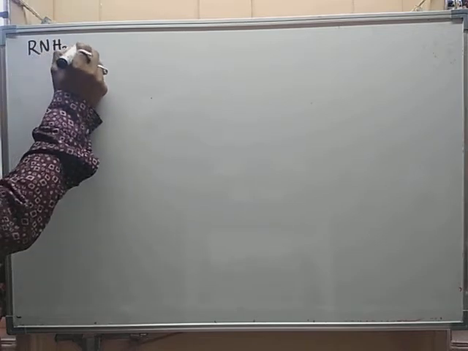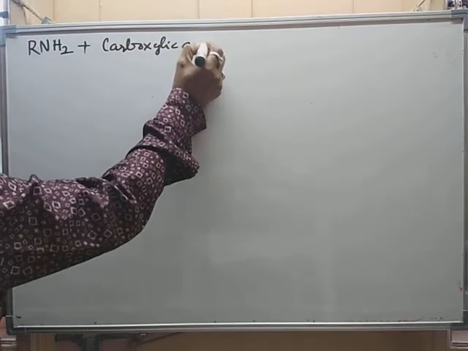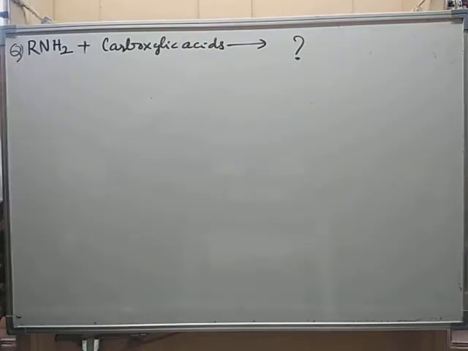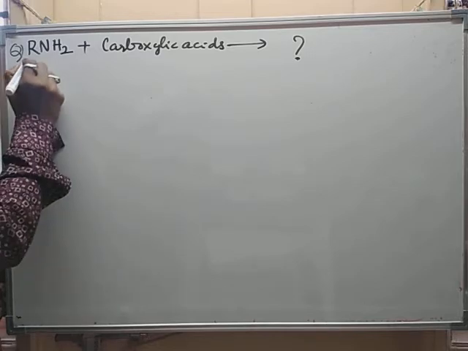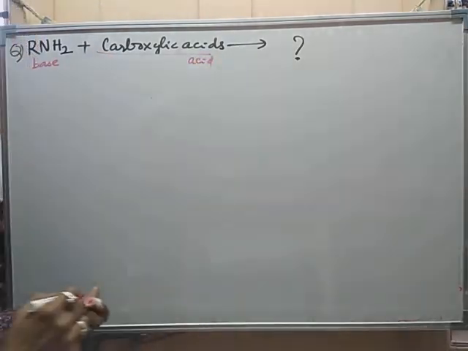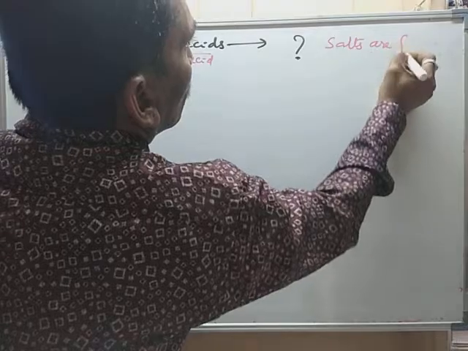Dear students, this is the continuation of chemical properties of amines. Look at this question and answer. If amines react with carboxylic acids, what is formed is the question. What is the nature of amines? The nature of amines is basic and the nature of carboxylic acid is acidic. And what is formed? Answer: salts are formed.